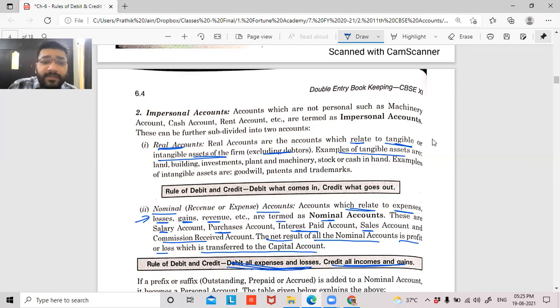The examples of tangible assets are land, building, investment, plant, machinery, stock, cash in hand, etc. Examples of intangible assets are goodwill, patent, and trademarks. Very simple. The rule is debit what comes in, credit what goes out. Guys, I'm purchasing a land. When I purchase a land, land is my asset. Debit what comes in, asset is coming in, land is coming in. When I purchase the land, money is going out from my cash. So cash will be credited, credit what goes out. We'll do a lot of questions based on this, guys.